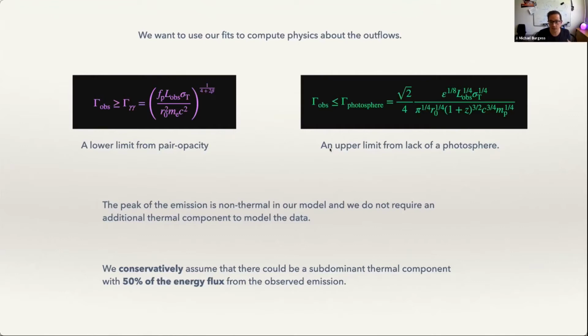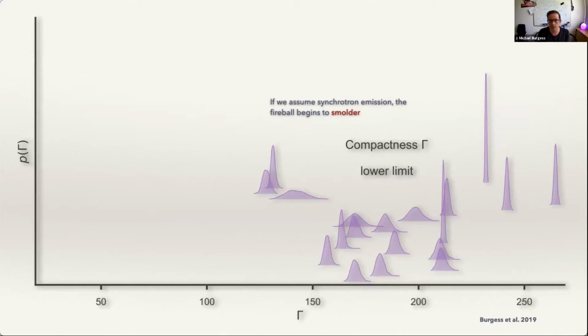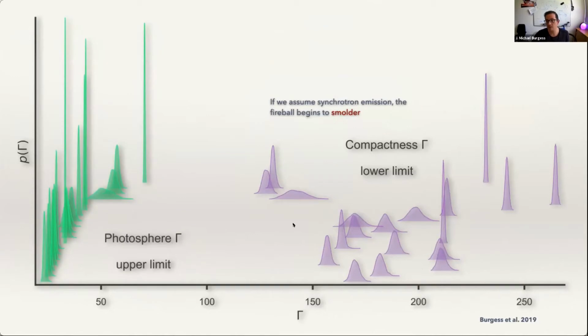And you can also, since we don't fit or find a thermal component in the photosphere, compute an upper limit from the lack of a photosphere. And we conservatively assume that there could actually be a subdominant photospheric component that we don't see at 50% of the energy flux. So we can fold our fits, the posteriors, through these two things, and we can derive where these upper limits would lie. So our upper and lower limits. These are the lower limits from compactness, and these are the upper limits from the photospheric emission. And obviously they're inconsistent with each other.